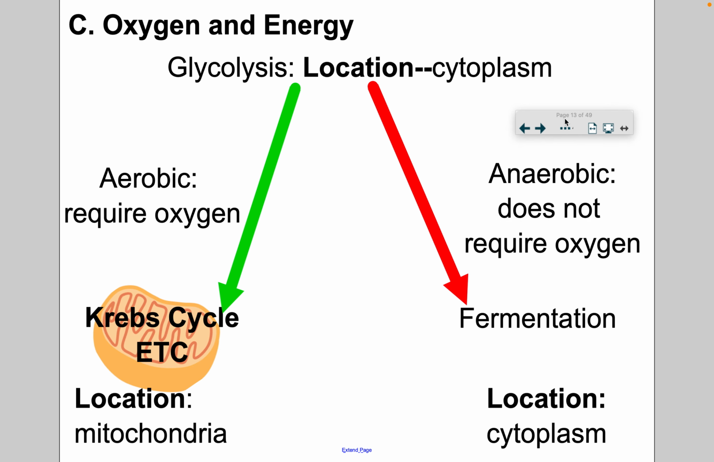So oxygen and energy go hand in hand. But to look at the 3 stages, glycolysis, Krebs cycle, ETC, 1, 2, 3, notice that in order for cellular respiration to occur, you need oxygen. This is a process that requires oxygen, and when it needs oxygen, we call it aerobic. It's an aerobic process. And the Krebs cycle and the ETC both occur in the mitochondria.